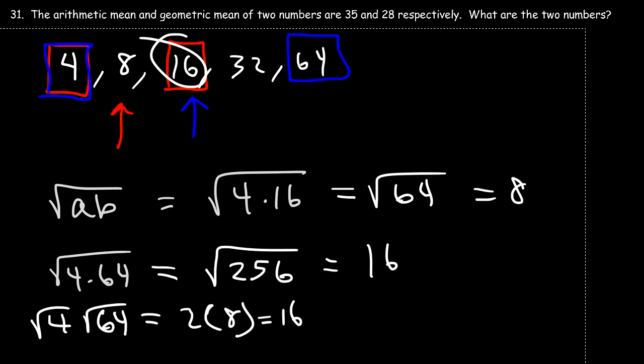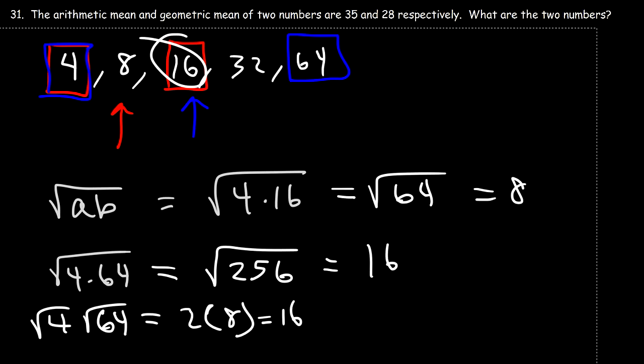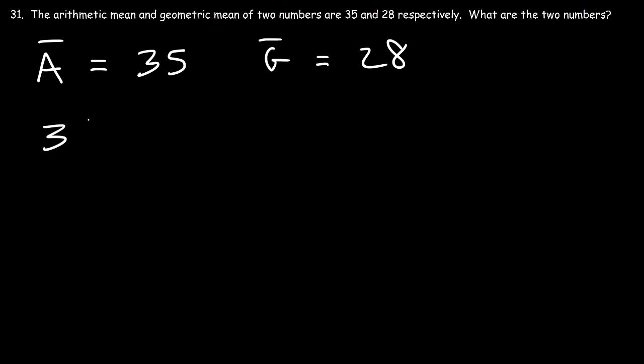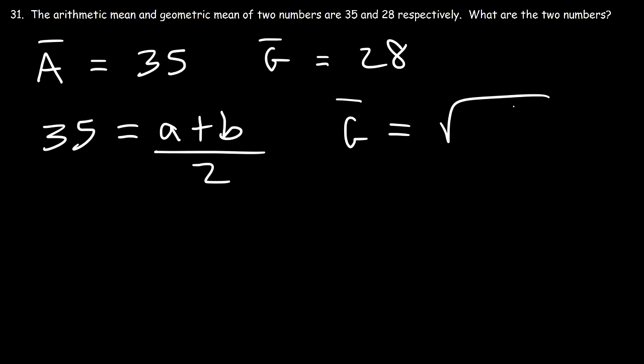So now you understand what the geometric mean and arithmetic mean represent. Let's focus on answering this problem. So the arithmetic mean, which I'm going to call A, is 35. The geometric mean is 28. What are the two numbers? So the arithmetic mean is going to be the two numbers, A plus B divided by 2. And the geometric mean is going to be the square root of the product of those two numbers.